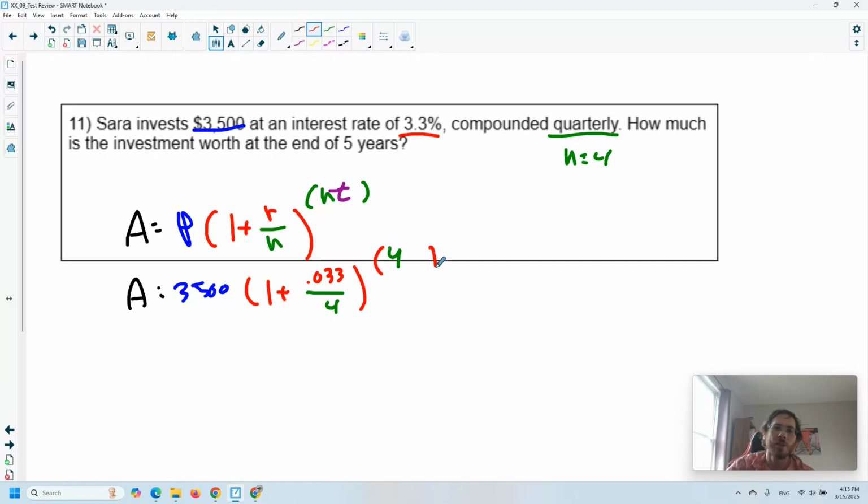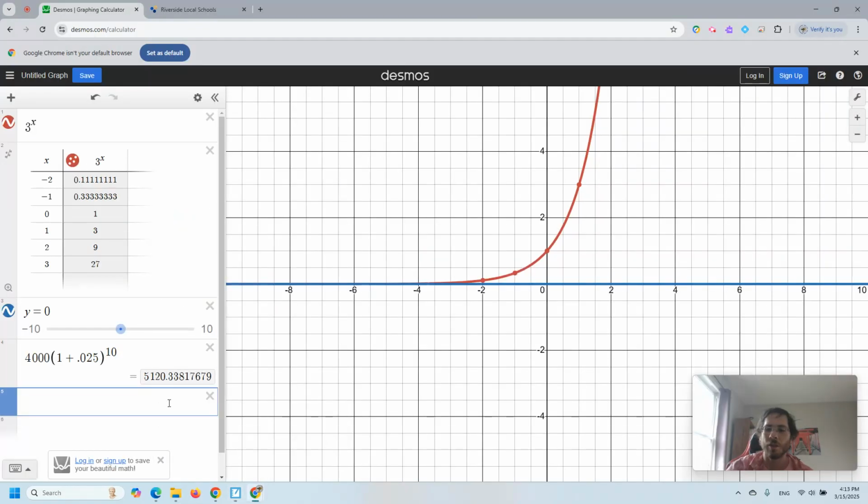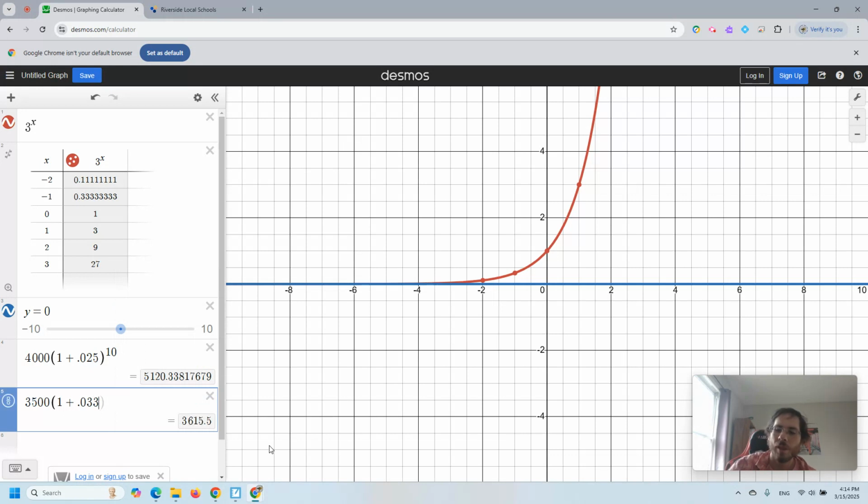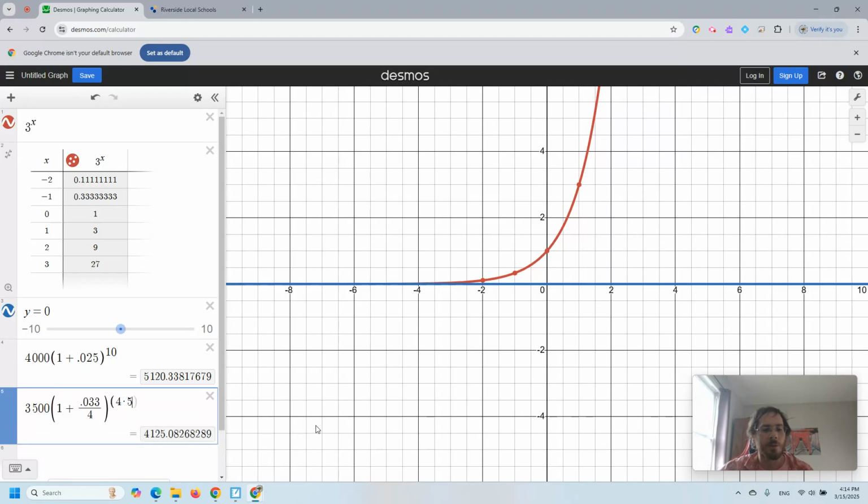And then we have our time in years. So our time down here is 5 years. So we're going to do 4 times 5. And again, this is just when we throw it in the calculator. So there's not really much else to do here. So we'll just throw it in the calculator. 3,500 times 1 plus 0.033 divided by 4, to the power of, and we're going to put the parentheses in there so we're still up top, 4 times 5. We get our final result.